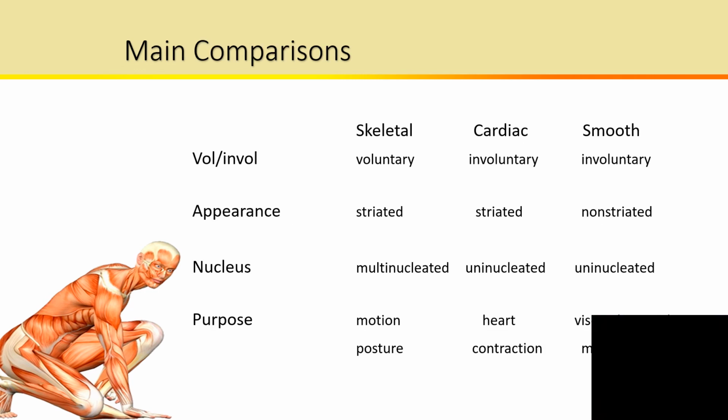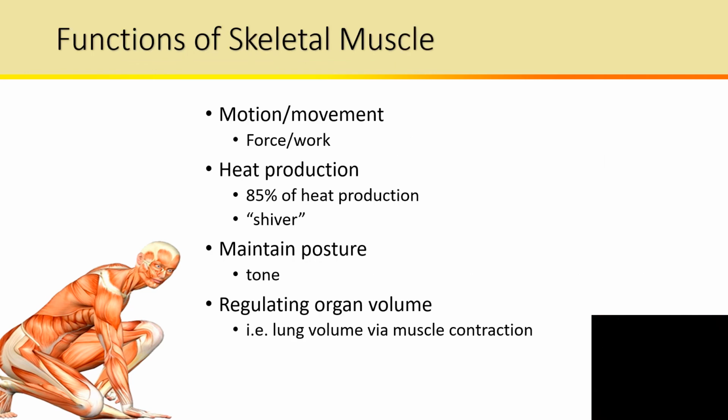So this is a chart we saw before, looking at the major differences between skeletal, cardiac, and smooth muscle. We had this in the lab when we talked about the different types of muscle. So I really don't want to spend much time on this. You can look it over; it's pretty much a summary of everything we've talked about in the previous slide.